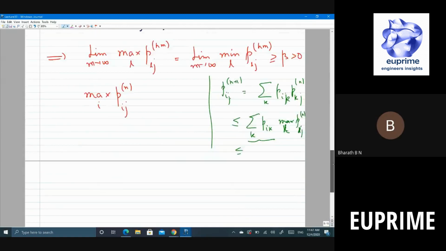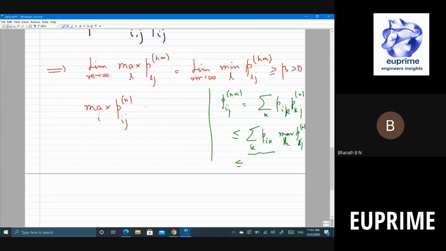So therefore, this is non-increasing. It can be decreasing or it can remain constant. Non-increasing. And similarly, along these lines, min over all i of P_ij n is non-decreasing. Is this fine?